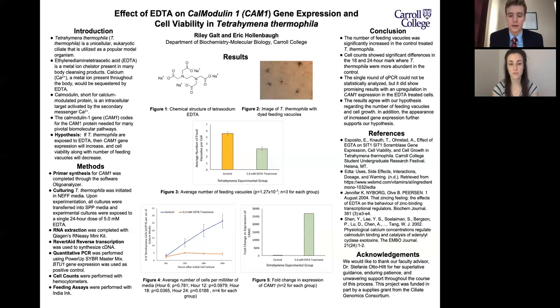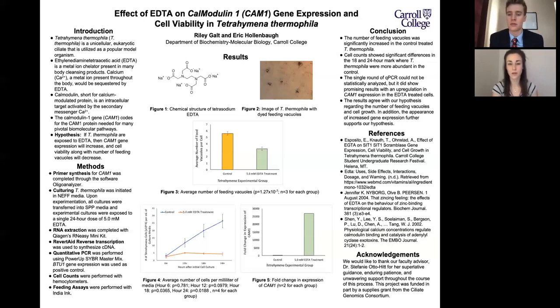And then figure 5 shows the fold change in expression of CAM1 after we ran the PCR. And again, there appears to be quite a significant difference there between the means, but we weren't able to run another replicate of that, so we couldn't be sure if that would be how it turned out every single time.